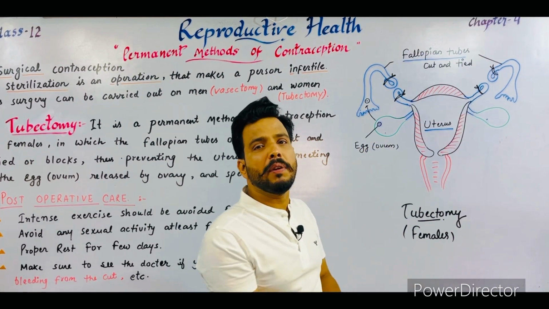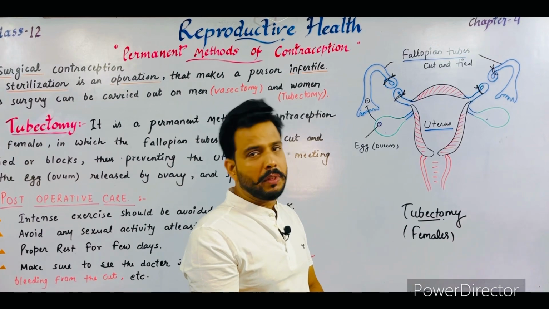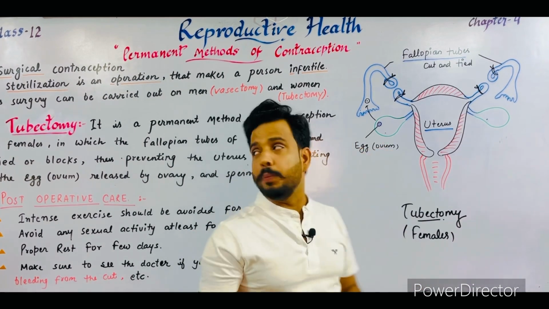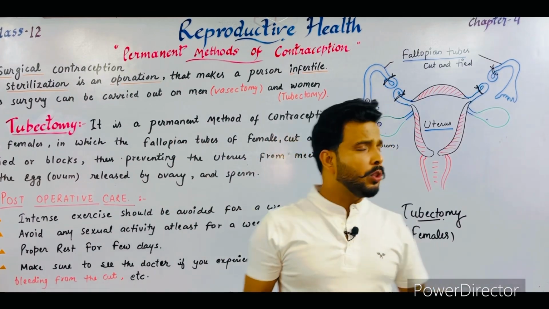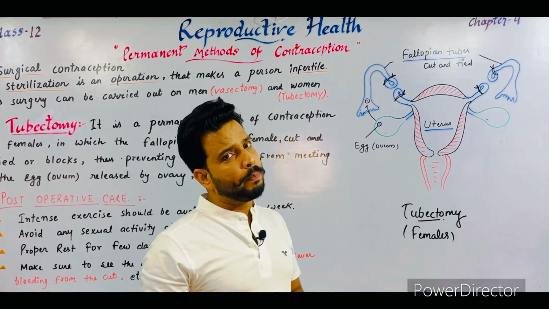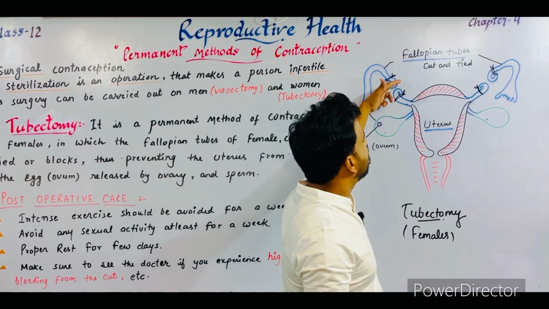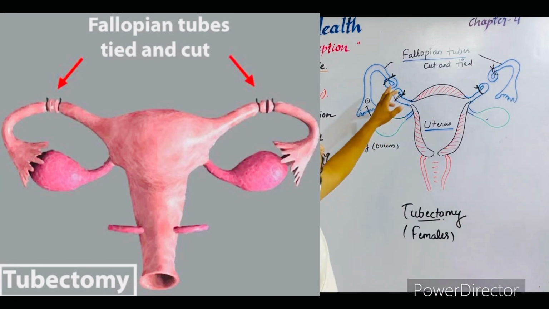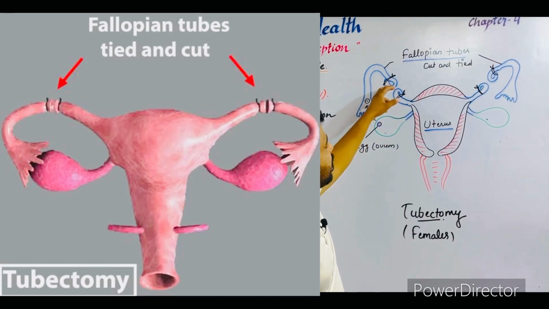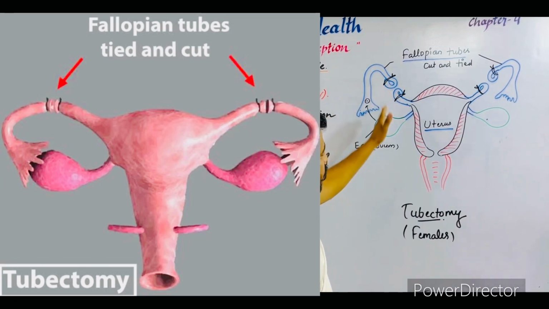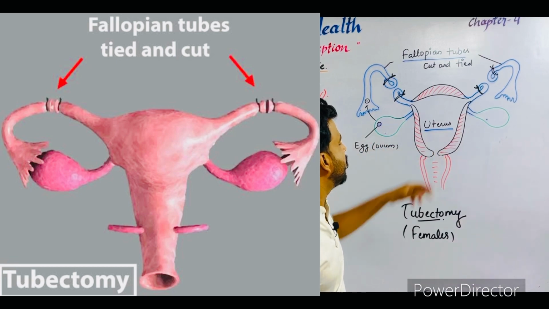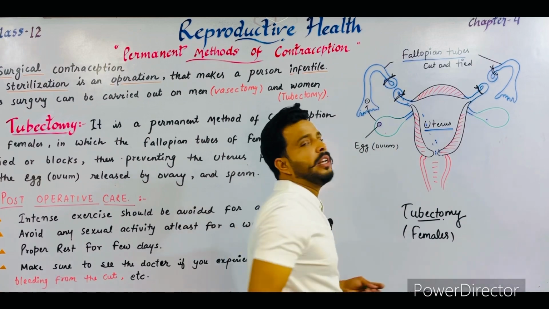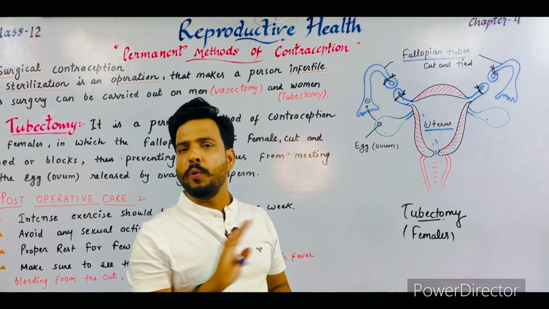So this is the normal phenomenon in a normal female, but if we don't want any type of pregnancy, then we have this option of tubectomy. So what about the tubectomy? In this operation, a small cut is made in the fallopian tubes. After that, these fallopian tubes are turned and tied properly so that the sperms and the ovum will never meet each other and fertilization will not occur.